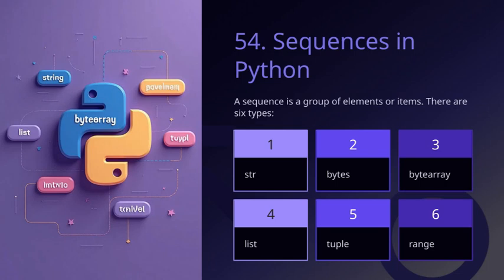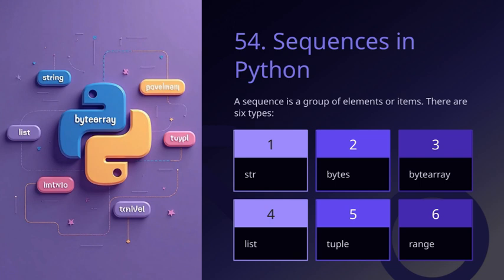All right, let's talk about sequences in Python. A sequence is basically a group of elements or items that are ordered in a specific way. When we think about sequences, there are 6 main types to keep in mind. First, we have the range, which generates a sequence of numbers. Then, there's the bytearray, which is a mutable sequence of bytes. Next, we have the tuple, an immutable collection of items. Moving on, the bytes type represents an immutable sequence of bytes. We also have the list, which is a mutable collection that we can change after creating. Lastly, the str type, which is a sequence of characters, essentially strings.